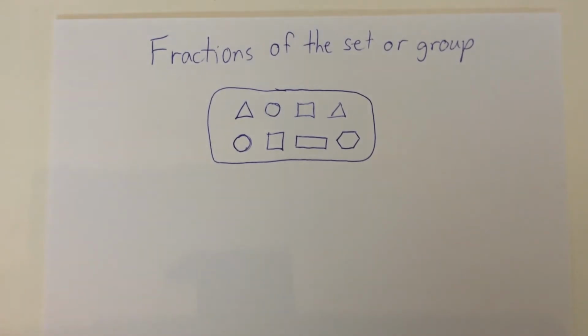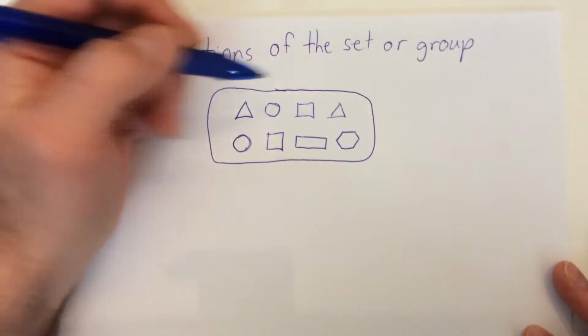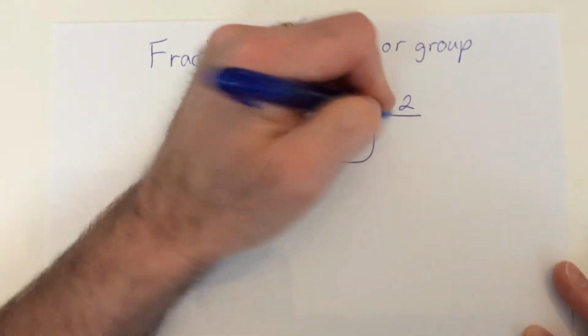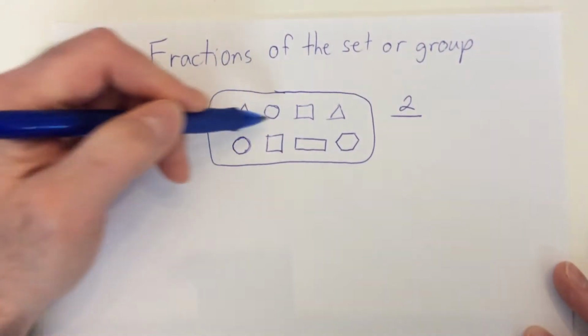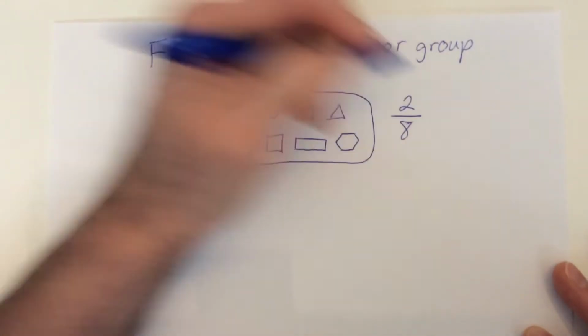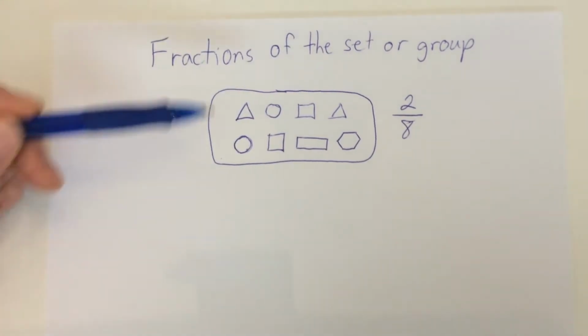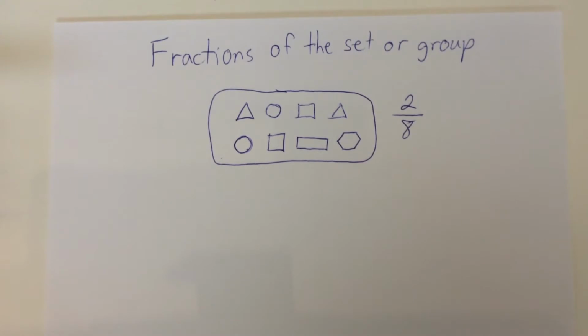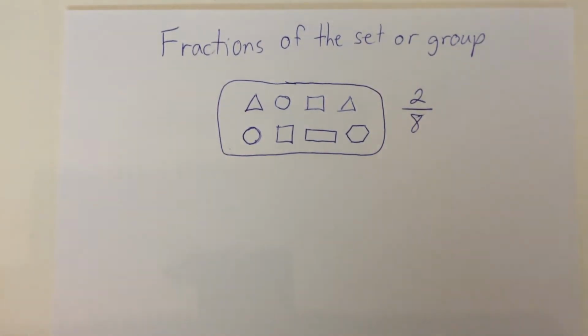Okay, so now what I can say is, hey, what is the fraction of triangles in this group or this set? Okay, so I look, there's 1, 2, right, 2 triangles. And then I have to count how many shapes there are total, right? 2, 4, 6, 8. So I can say 2 out of 8 shapes are triangles. All right, so we're going to be doing this for this week. Just looking at it a little differently, and there's lots of examples you can do. I'm going to show you an activity that you can do at home that can be a little fun.